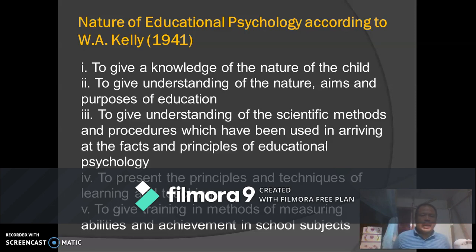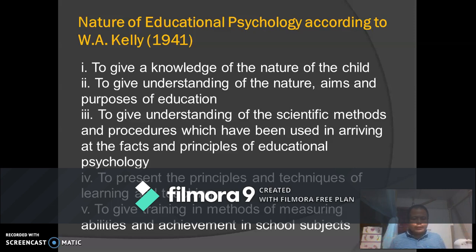Kelly has given a 9-point nature of educational psychology. Number 1, according to him, educational psychology gives the knowledge of the nature of the child. Number 2, it gives understanding of the nature, aims, and purpose of education. Number 3, it gives understanding of scientific methods and procedures which have been used in arriving at the facts and principles of educational psychology. It also presents the principles and techniques of learning and teaching.